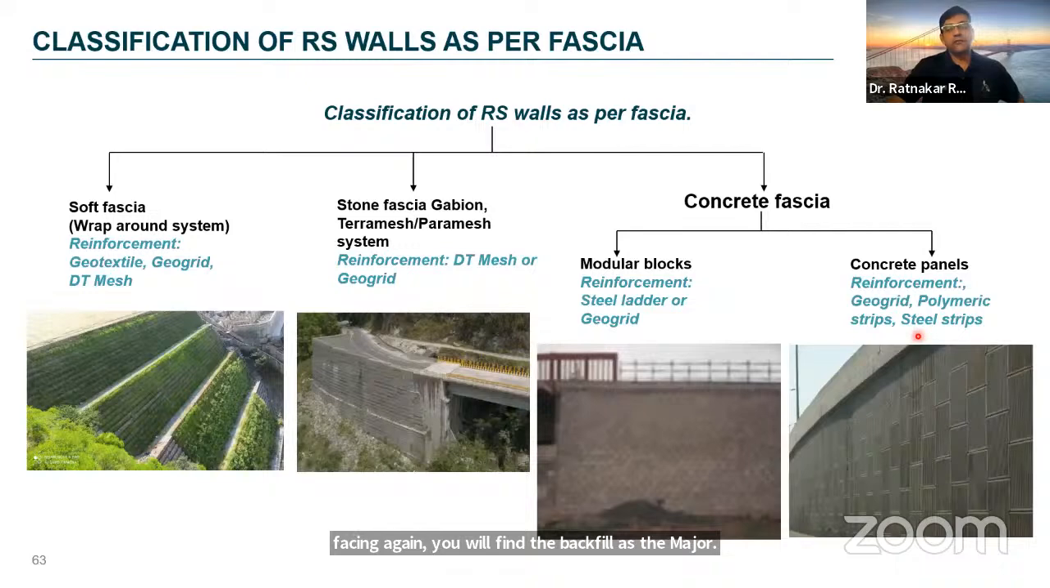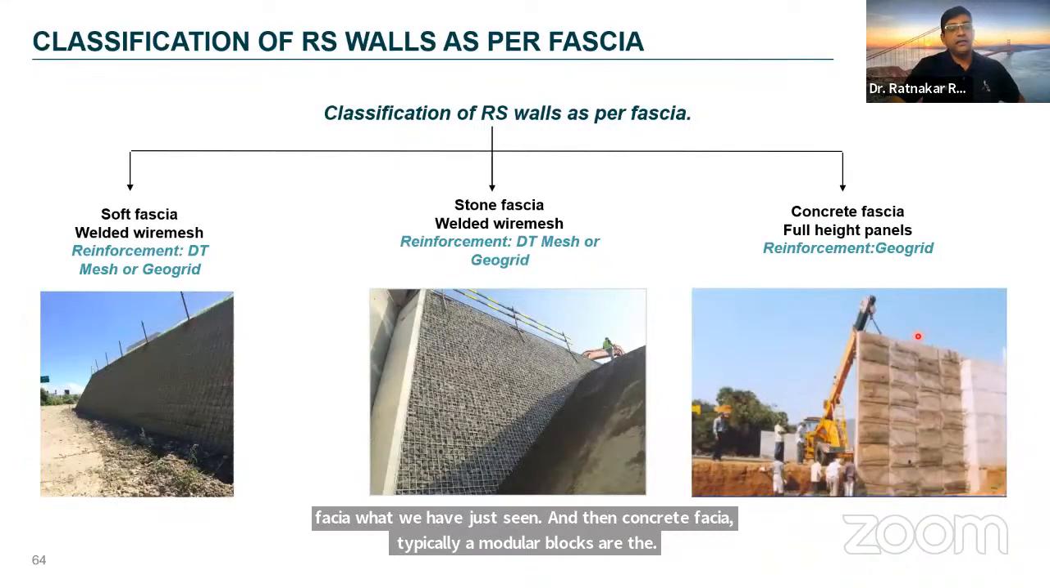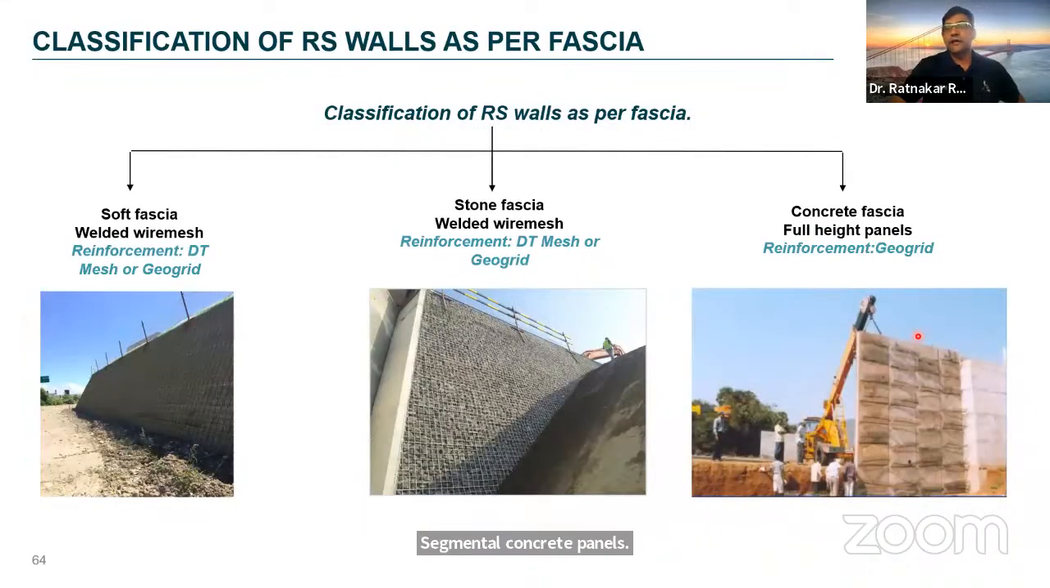Now, these reinforced soil walls can be classified based on their fascia. So there can be a wraparound fascia or soft fascia, stone fascia, what we have just seen, like gabions, and then concrete fascia, typically modular blocks or the segmental concrete panels. In the soft fascia also, there are welded wire mesh panels. In stone fascia, you have welded wire mesh filled with stones. And then, of course, you can have full height concrete facings. So there are systems where you can have full height, one single panel of concrete, and then you connect the reinforcement to that.